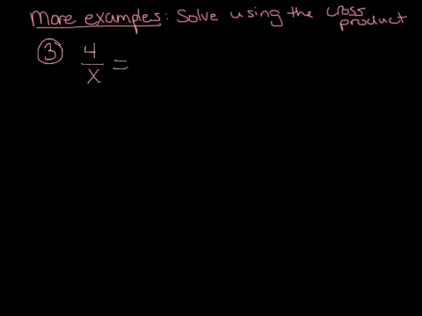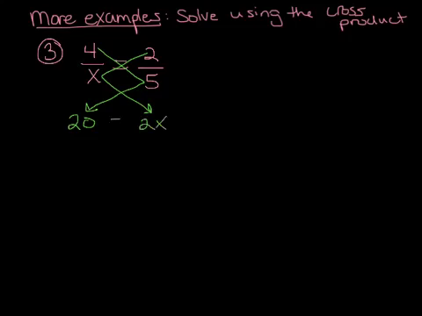So for this type of problem, there's actually many ways that you can solve it. You might find that you prefer doing one way over the other, but I'm going to do it using the cross product. So in order to do the cross product, what you're going to do is you're going to start with 4 times 5. You can write your answer right here. Then you do 2 times x. You write your answer right there. You put an equals sign in the middle. Then you solve this using what you know about solving equations. And you get that your answer is x equals 10.